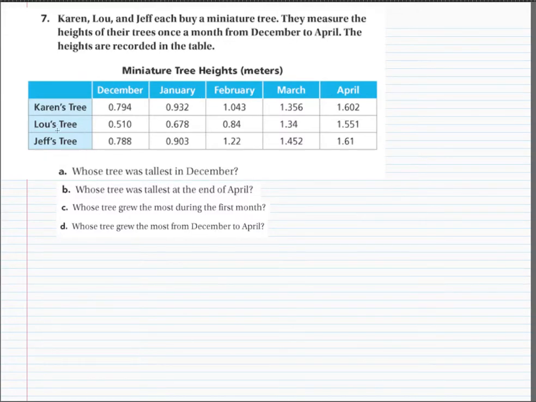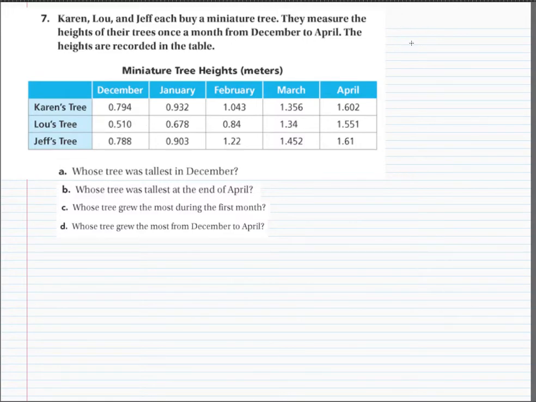So here we have Karen's tree, Lou's tree, and Jeff's tree. First question says, whose tree was tallest in December? So if we look at the month of December, Karen's tree was 794 thousandths of a meter. Lou's tree was 510 thousandths of a meter, and Jeff's was 788 thousandths of a meter. First things first, I think we can cancel Lou out of there. Definitely, if I look at these decimals, 0.7 and 0.7 for Jeff are definitely greater than 0.5 for Lou. So Lou's not the answer.